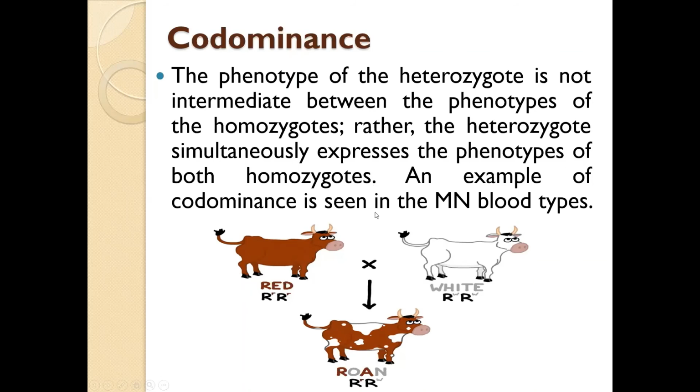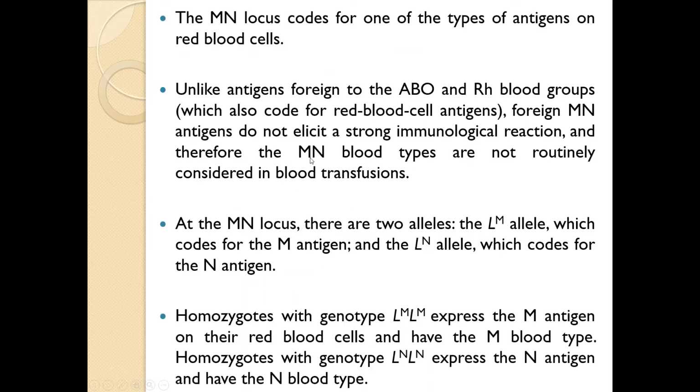An example of codominance is seen in our MN blood types. There are plenty of blood types, but we commonly focus on the ABO blood grouping pattern. In both the ABO and MN blood grouping patterns, the main concept behind them is codominance. The MN locus codes for one type of antigen on the red blood cell. Like the ABO and Rh blood groups, it also codes for a red blood cell antigen. Foreign MN antigens do not elicit a strong immunological reaction, and therefore the MN blood types are not routinely considered in blood transfusion.